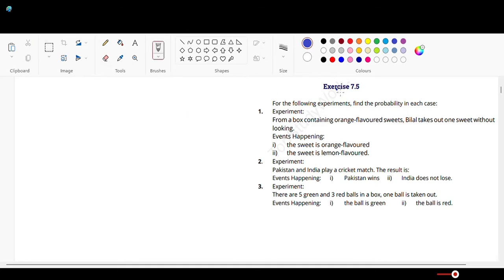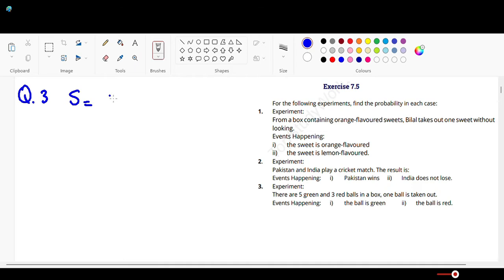Alright, so what is question number 3? Question number 3 is there are 5 green and 3 red balls in a box. One ball is taken out. What's the probability that the ball is green, and what is the probability that the ball is red? Well, first of all, let's identify the sample space. What is a sample space?